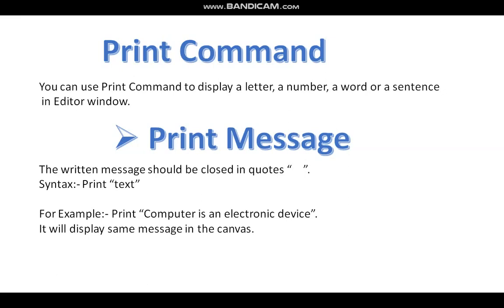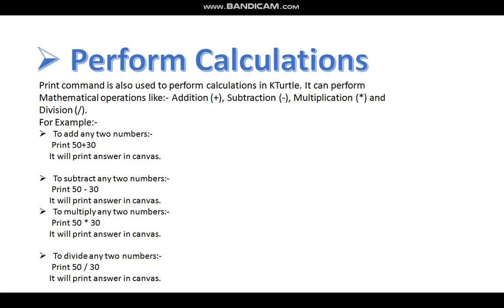Next, the print command is also used to perform calculations in KTurtle. It can perform operations like addition, subtraction, multiplication and division. For example, if we want to add two numbers, we will write print 50 plus 30 and it will print the answer in the canvas. In the same way, we can also perform other calculations like subtraction, multiplication and division.